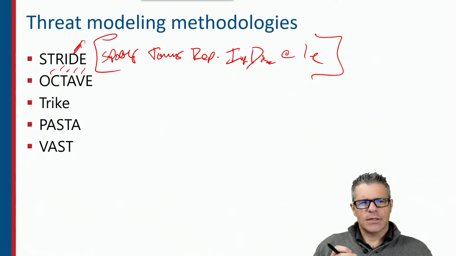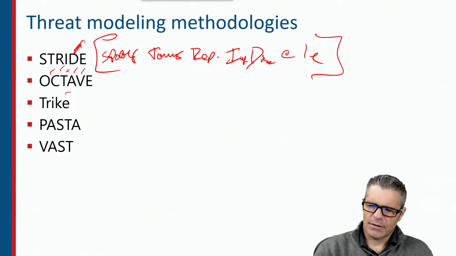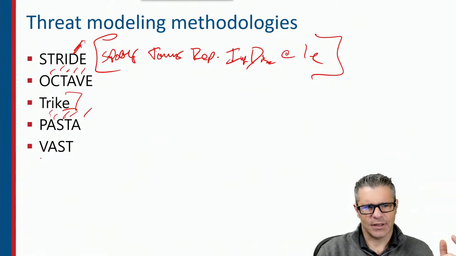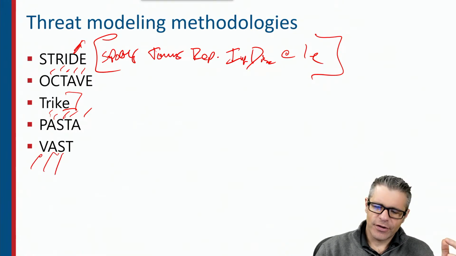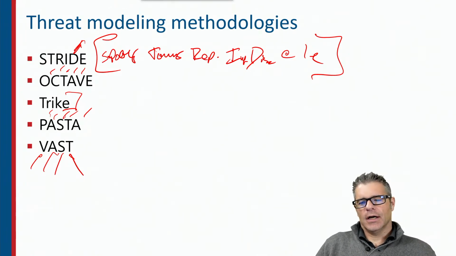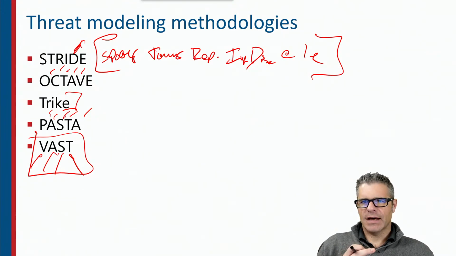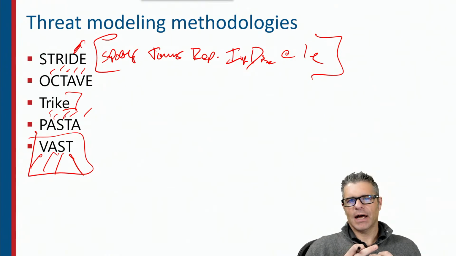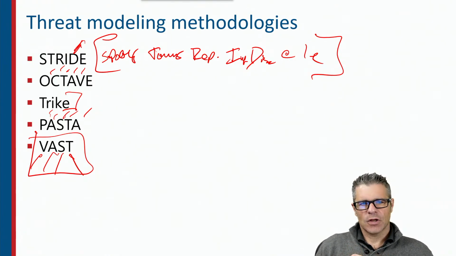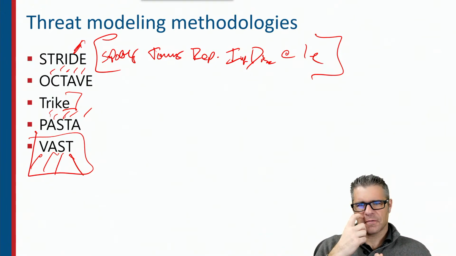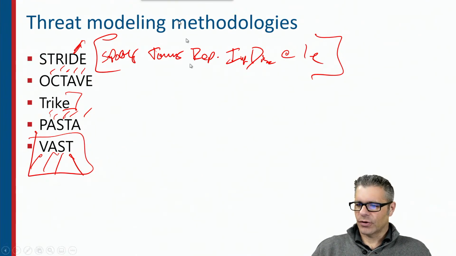Trike is basically focused on finding an acceptable level of risk. I don't even think that's an acronym for anything. PASTA is the Process for Attack Simulation and Threat Analysis. VAST is the Visual, Agile, and Simple Threat modeling framework. The idea is you can integrate it with your Scrum-based, agile, DevSecOps, mobile methodology that you use for your stuff. Those seem like really easy questions to throw on a certification exam. So if that is your goal, I'd make sure I was familiar with all of those.